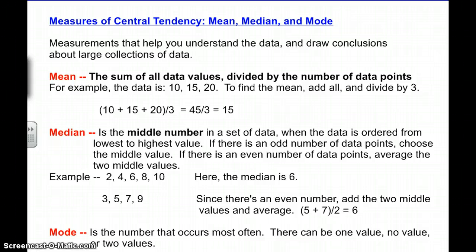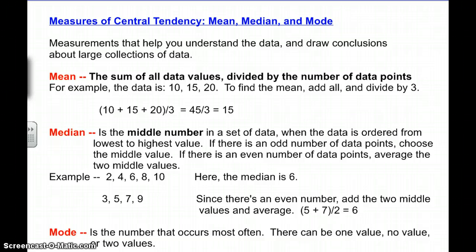We have some data here, 2, 4, 6, 8, and 10. So since we have an odd number of data points, the median is going to be the middle number, so that would be 6. In the second example, we have 4 data points, 3, 5, 7, and 9. So to find the median, you would add together those two middle data points, 5 and 7, and divide by 2. That would be 6.